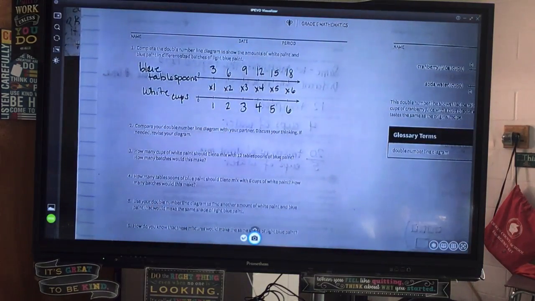All right. Now it says compare your double number line diagram with your partner. Discuss your thinking. If you need to revise it, go ahead. Do we need to change anything? Did everyone get this for the most part? Okay. Anybody need to change anything?